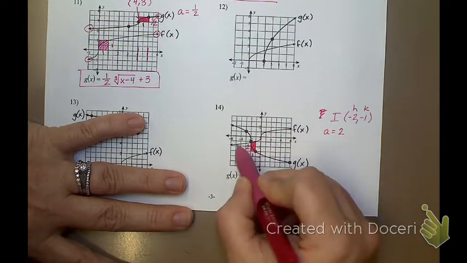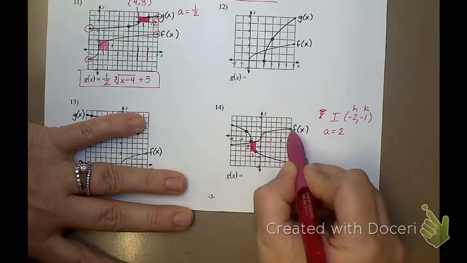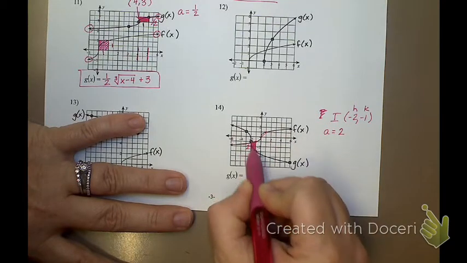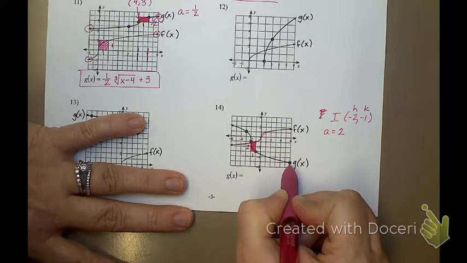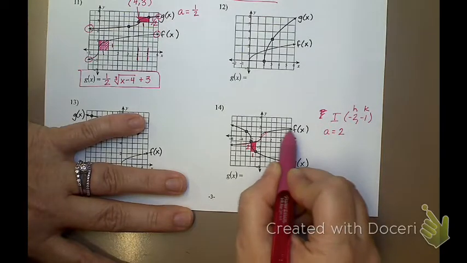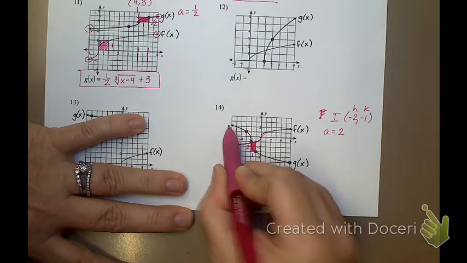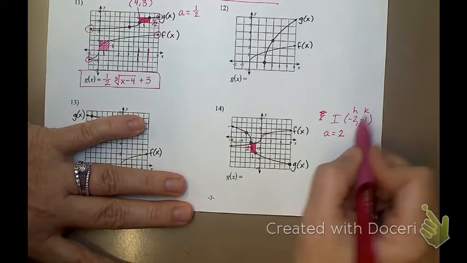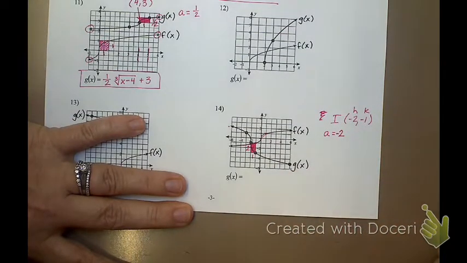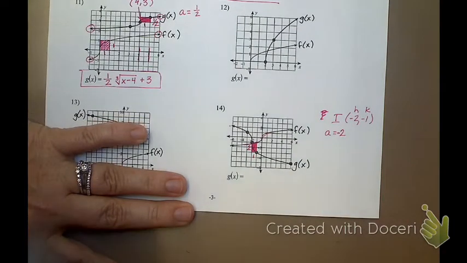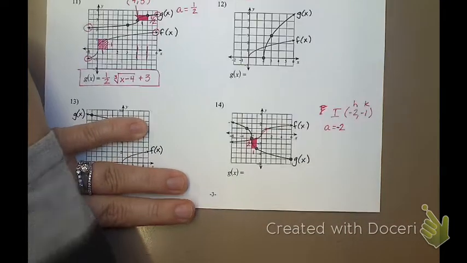the end behavior. Parent function, right side's going up. Inverse, right side's going down. Parent function, left side's going down. Transformation, left side's going up. So the end behavior has flipped, which means I need to make either my a value negative or my b value negative. And it's easiest to make your a value negative whenever you can.